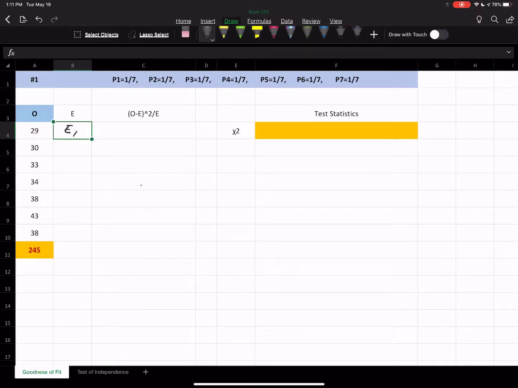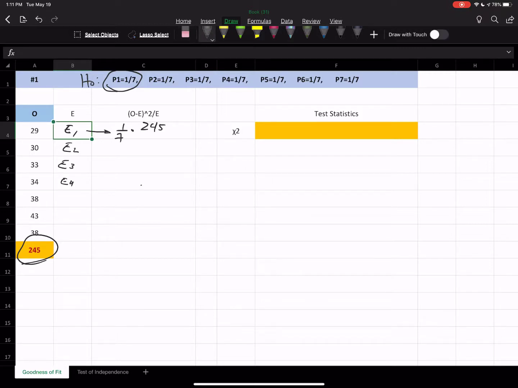see, this is E1. This is the first E. This is the second E. This is the third E. And this is the fourth E, and so on. Now, how do you calculate your first E? You take the first P from the null hypotheses. And remember, this is the null hypotheses. So you take the first P from the null hypotheses, and you multiply it by the sum of your observed frequencies, 245. So it's almost like probability multiplied by sample size, sort of, if you think about it like that. But that's how you calculate the expected frequency.